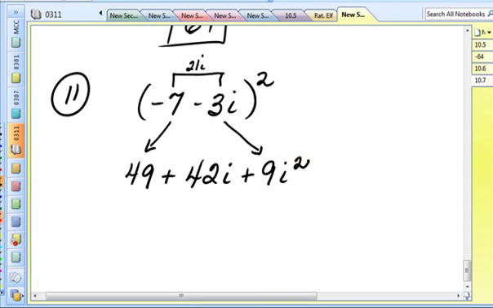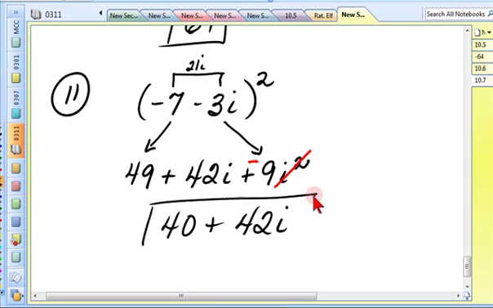Okay, so I'm not going to leave that as i squared. That is now going to become a -9. So I have 49 minus 9, that's 40, plus 42i. When you square a complex number, you get a complex number.